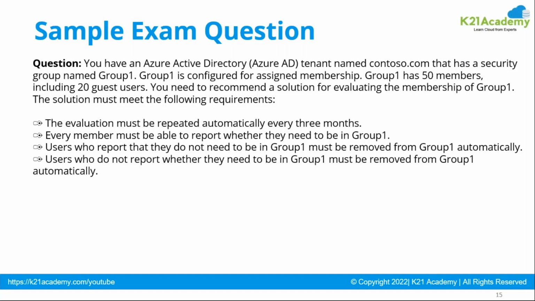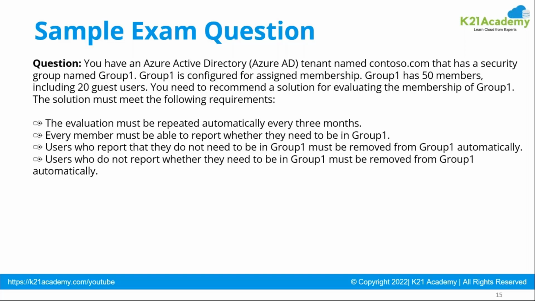So you have an Active Directory tenant named contoso.com, and that has a security group named group 1 and is configured for assigned membership. Now, group 1 has 15 members. So in your tenant, there is an AD group. There are 15 members over there, including 20 guest users. So out of 50 members, there are 20 guest users, and you need to recommend a solution for evaluating the membership of group 1.